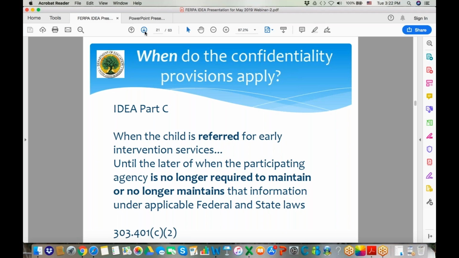So there are a few differences. Part B and Part C of the IDEA are clear that once a child is referred to the program, regardless of whether that child is determined eligible or not, the confidentiality provisions apply. That means the same rights of access to information by parents, and the obligation to maintain confidentiality of personally identifiable information, are important. And Part C is a little more recently promulgated in terms of the regulations on this. So there's an additional provision about when that obligation ends.